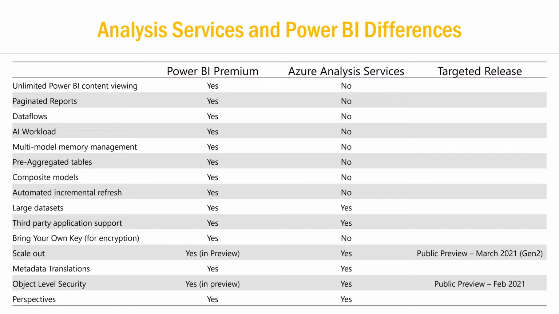Some of the other features too, still in favor of AAS, scale out, now available with the public preview of Gen 2 capability with some auto scaling. Today though, concentrating once again on object level security.